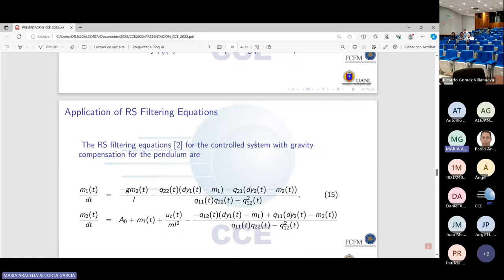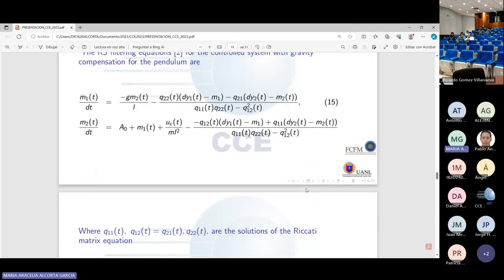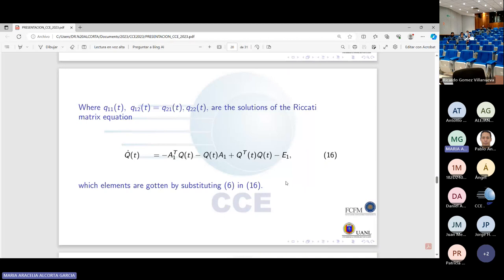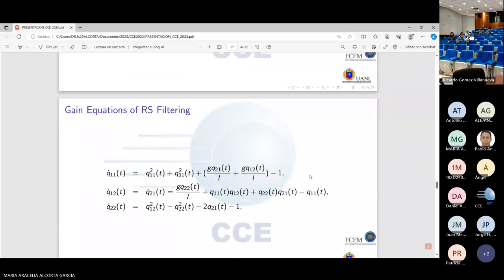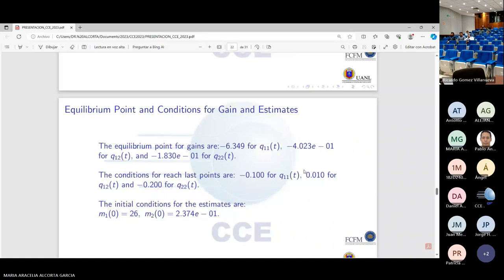Okay, the risk sensitive filtering equations are given by the equation for the estimate in equation 50. You can see the participation of the control with gravity compensation in the equation for M2, corresponding to the state X2. In this case, the gains are given for matrix Q with components Q sub j, sub j, which are the solution of the Riccati equation 60 and are given by this. The equilibrium points and conditions for the gain and estimates are given here, as well as the estimate for Q.